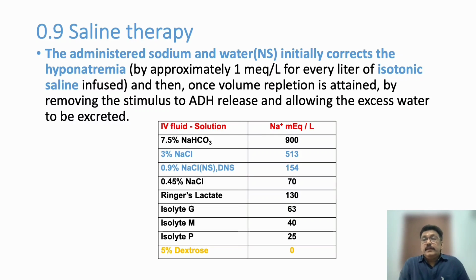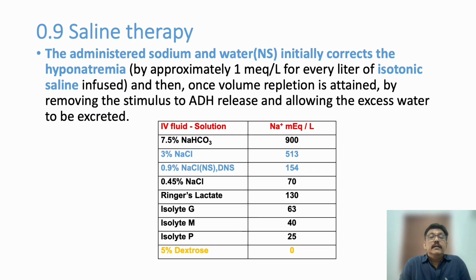Now if the patient is having both water and salt reduction in the body, then you can give IV fluids. In that, the most important IV fluid will be 0.9% saline therapy, that means normal saline therapy. Normal saline 0.9% contains 154 milliequivalents per liter. So 500 ml contains around 75, 76 like that.